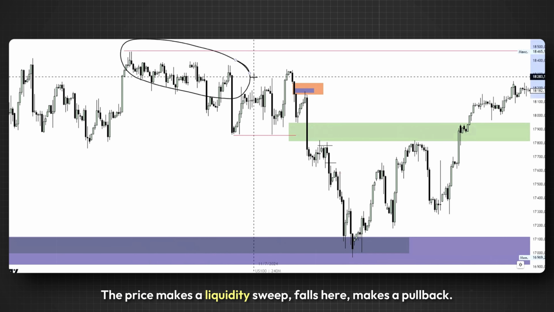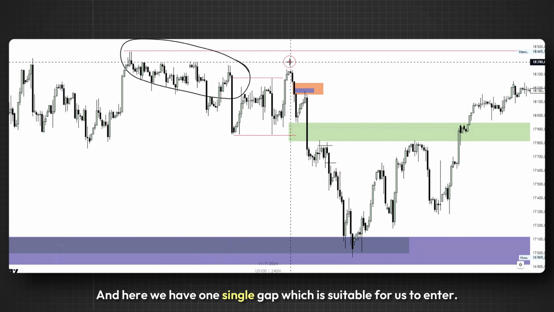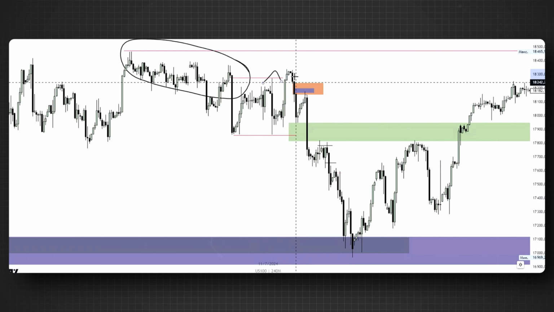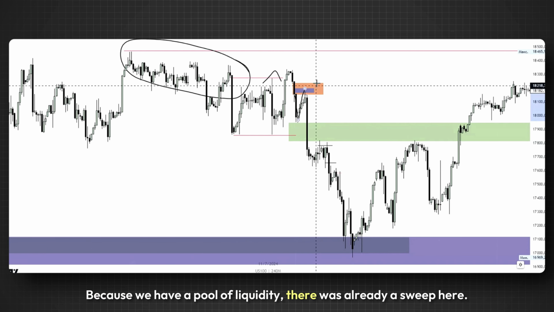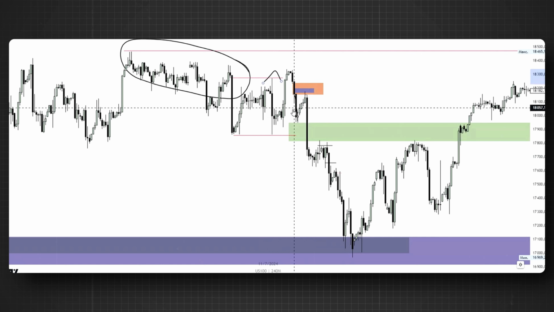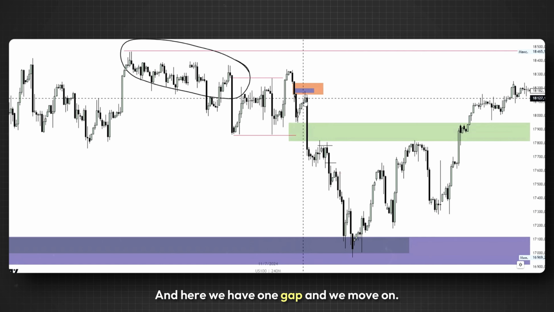The price makes a liquidity sweep, falls here, makes a pullback, and here we have one single gap which is suitable for us to enter. And at the moment, this story becomes the point of greatest resistance for us because we have a pool of liquidity. There was already a sweep here. Everything is already rebalanced here, i.e., there is no reason to move higher. And here we have one gap and we move on.